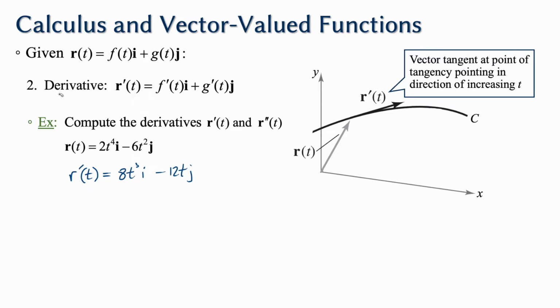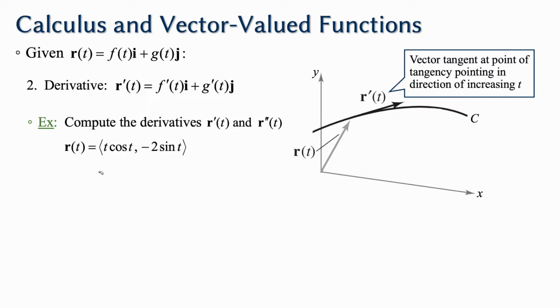And finding the second derivative is, of course, doing the exact same thing. This itself is a vector-valued function, so finding the second derivative is done the same way. In this case, our notation will change, saying this is now our double prime, and this will be 24t squared i minus 12j.